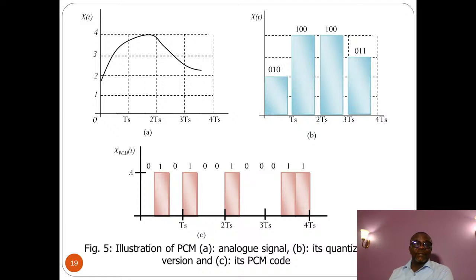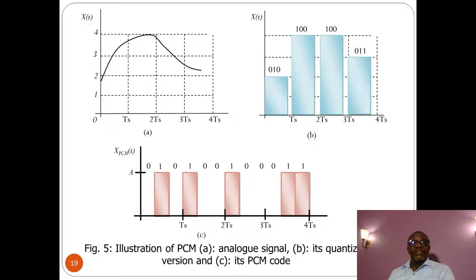Because it is using 3 bits as the code word to represent information, it sees it as 2. So it converts 2 to its binary equivalent, which is 010. If you look at Figure B, you see the first blue pulse that it has stamped as 010 from 0 to TS.